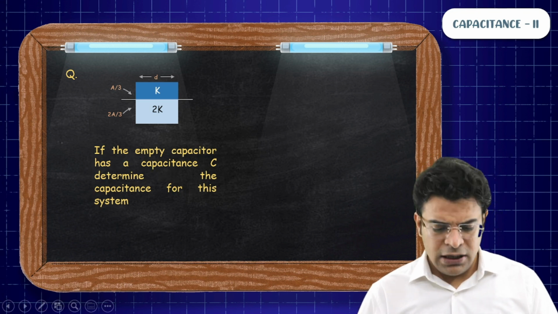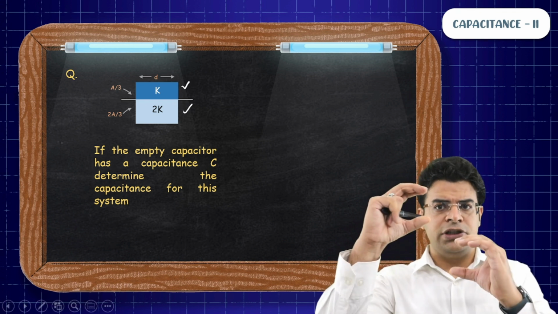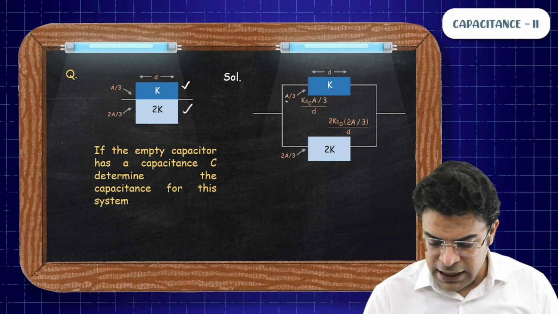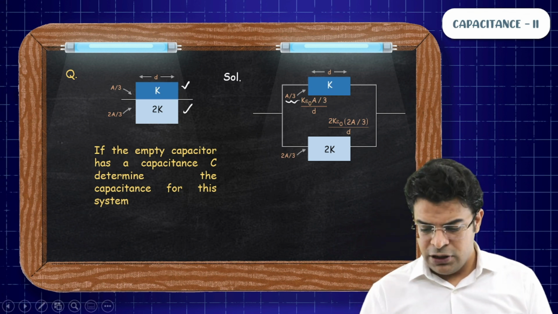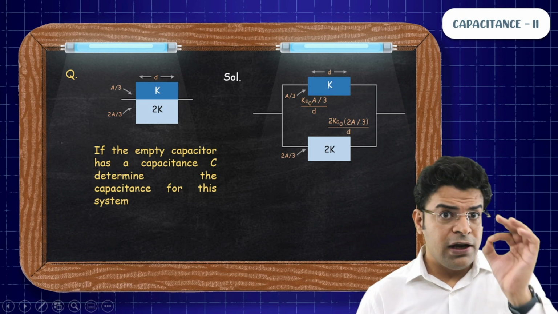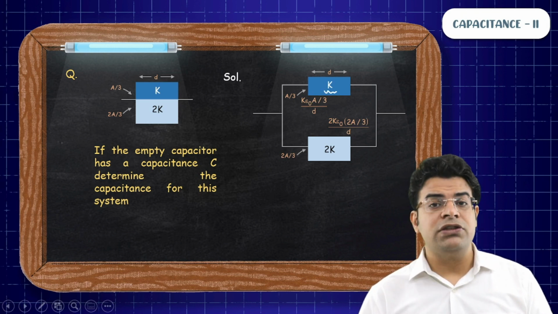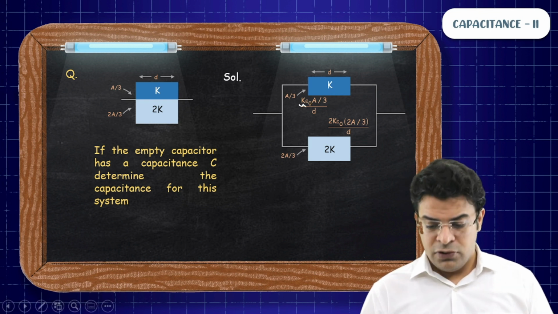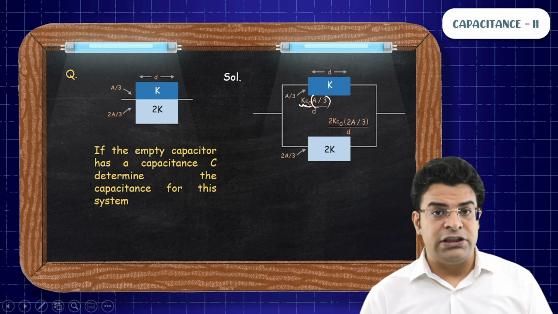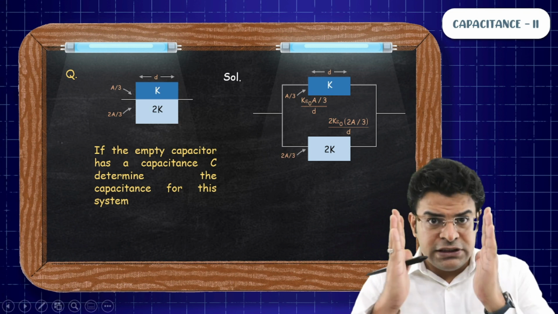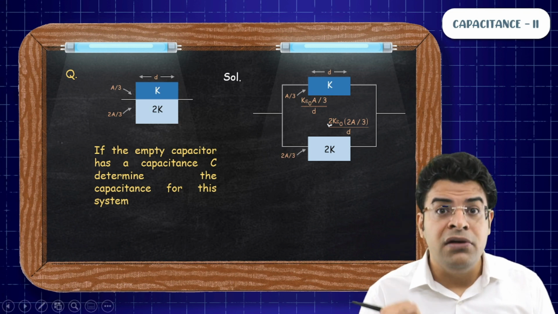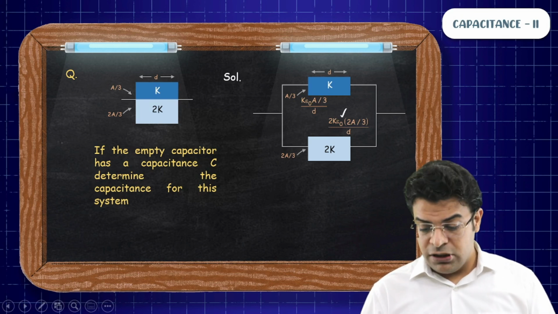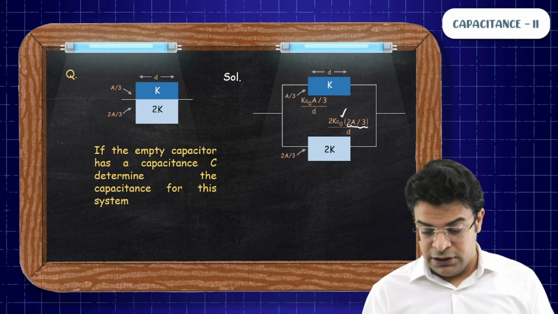So you will say that I can think of it to be two capacitors in parallel. The upper capacitor has a plate area A by 3, plate separation D, filled up with a medium of dielectric constant K between the plates. So the capacitance will be nothing but the dielectric constant times epsilon naught times the plate area, which is A by 3, upon D. And for the second, you will get the dielectric constant, which is 2K, multiplied by epsilon naught, multiplied by plate area, which is 2A by 3, divided by D.